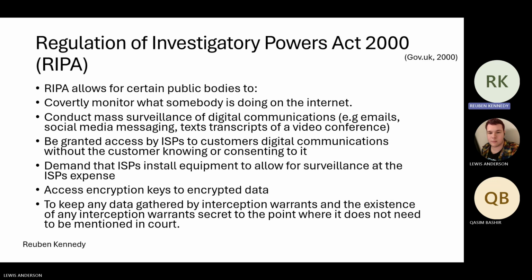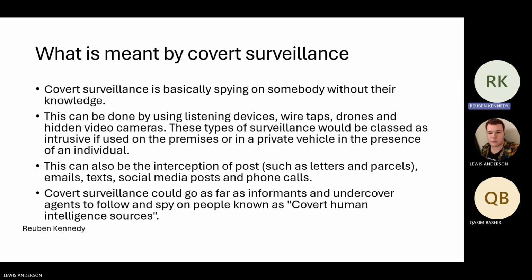So what is meant by covert surveillance is basically spying on someone without their knowledge. This can be done with listening devices, wiretaps, drones, hidden cameras. This can also be the interception of post, such as letters and parcels, emails, texts, social media posts, and phone calls also come under covert surveillance. Covert surveillance could also go as far as informants and undercover agents, which will follow and spy on people. These are known as covert human intelligence sources.